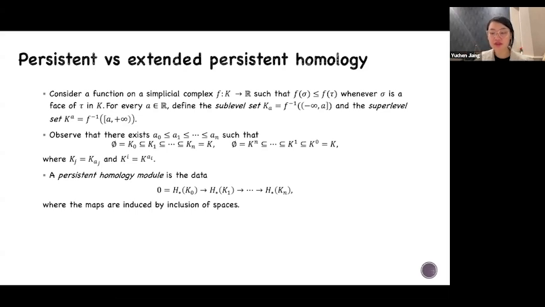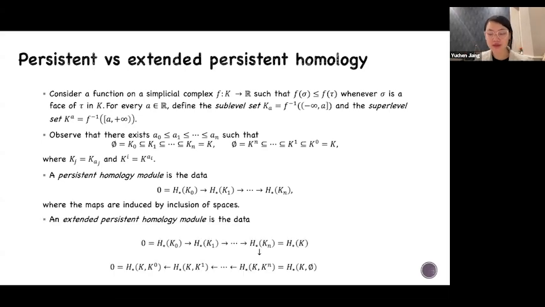If we further include the data from superlevel sets, we can extend this persistent homology module by including a sequence of relative homology groups going down. And here we're going to consider all the homology groups with coefficients in some field F. So we actually have sequences of vector spaces. These two concepts can actually be phrased under the same framework.